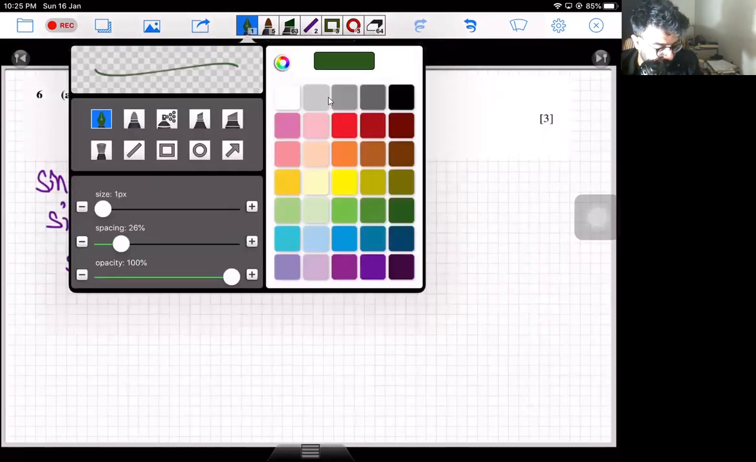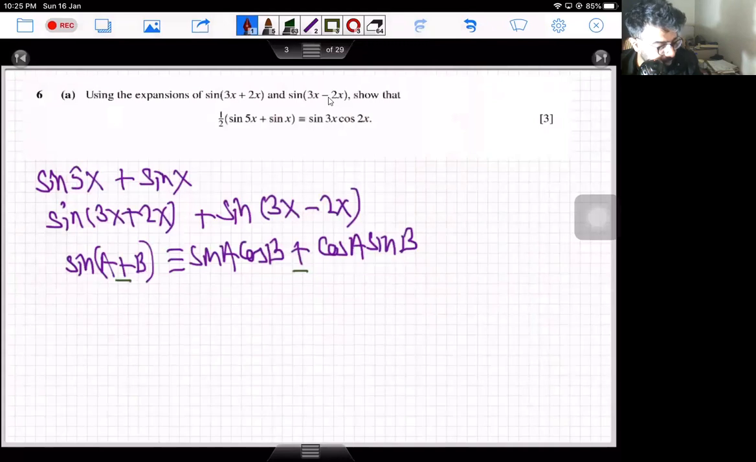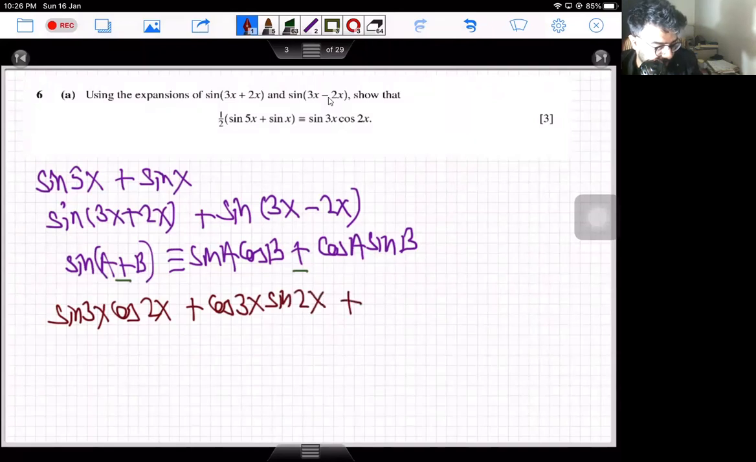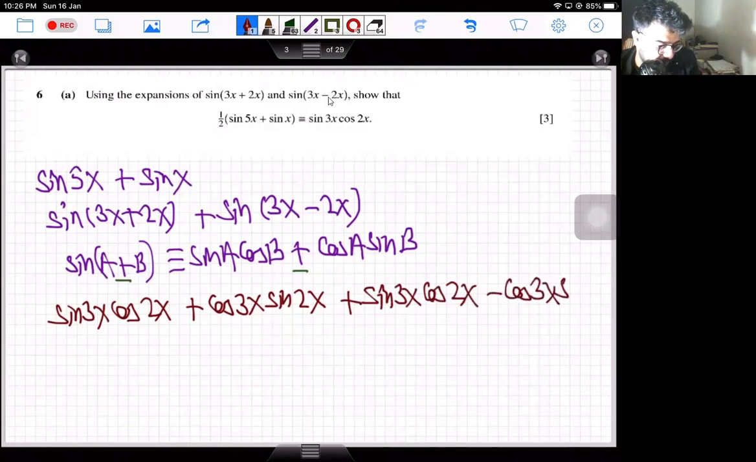So sine 3x plus 2x will be sine 3x cos 2x plus cos 3x sine 2x, and then plus the expansion of sine 3x minus 2x. So sine 3x cos 2x minus cos 3x sine 2x.